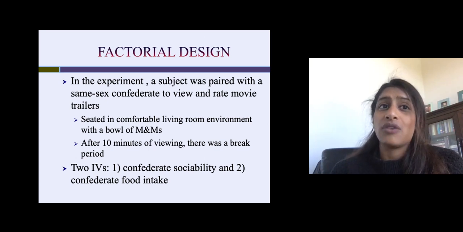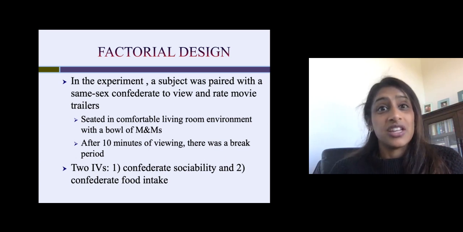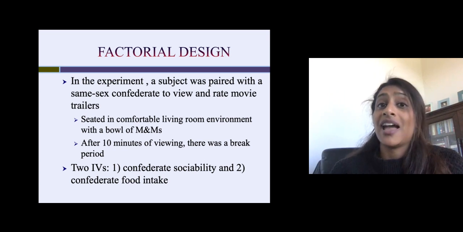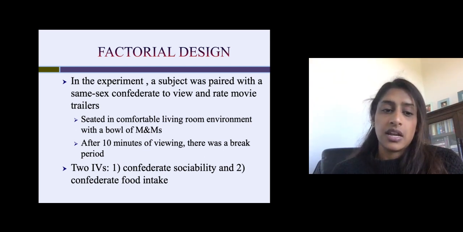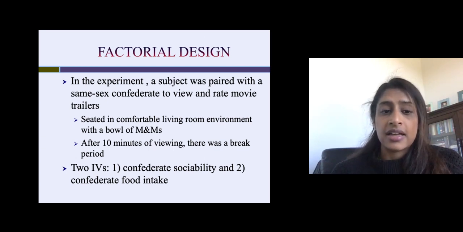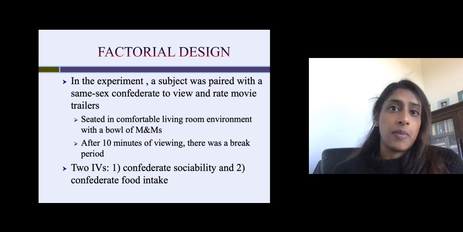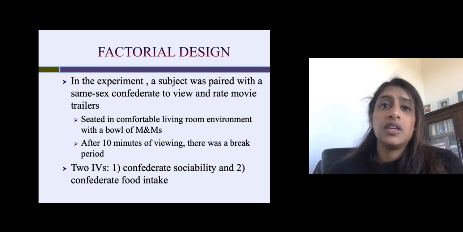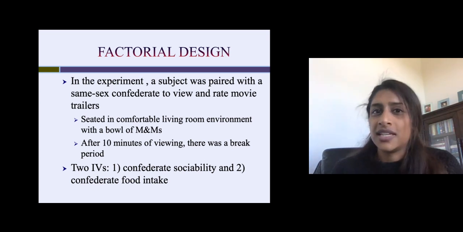The first is how social our confederate is. Are they chit-chatty with us? Do they talk to us? The second independent variable is how much food that confederate consumes. So remember, each of these could actually be its own study. We could do a study looking at how social a person is and how much you ate. We could also do another study looking at how much somebody eating nearby influences the food consumption that you have. Each of these could be its own study, but we want to take a look at this together.